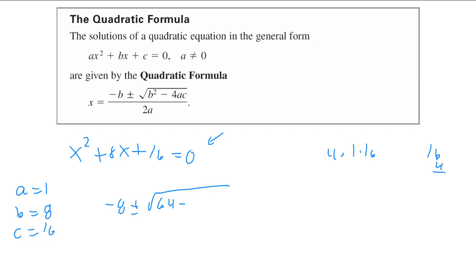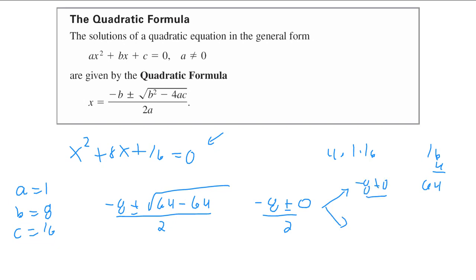So 16 times 4 is 64, is it? Uh-oh, that's kind of weird. And then over 2 times a, which is just 2 times 1. 64 minus 64 is 0, isn't it? So I end up with negative 8 plus or minus 0, because the square root of 0 is 0, over 2. So now I'm going to write this as two different problems: negative 8 plus 0 over 2, or negative 8 minus 0 over 2. Well, negative 8 plus 0 is negative 8 divided by 2. That's negative 4. And negative 8 minus 0, uh-oh, something's wrong here.